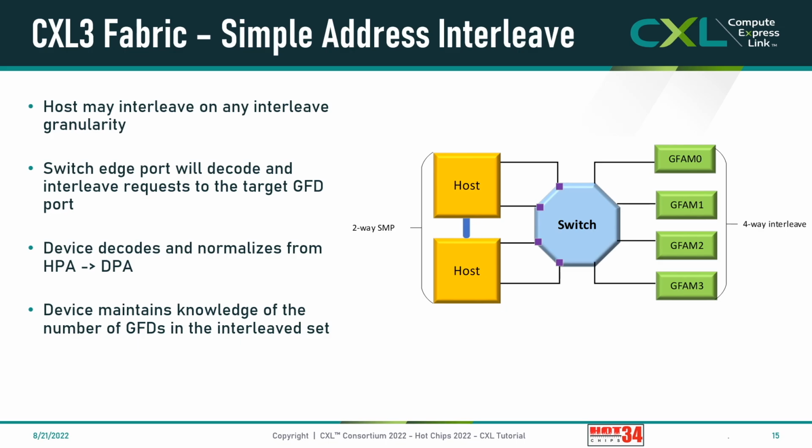The switch ingress edge port will decode and interleave requests to the target GFAM device port. The switch decodes and interleaves requests based on the mechanism described on the previous slide, using the FAST and IDT tables. Once the request is routed to the target device, the device normalizes the host physical address to the device physical address. The device maintains knowledge of the number of GFAM devices in the interleaved set to support the address normalization.